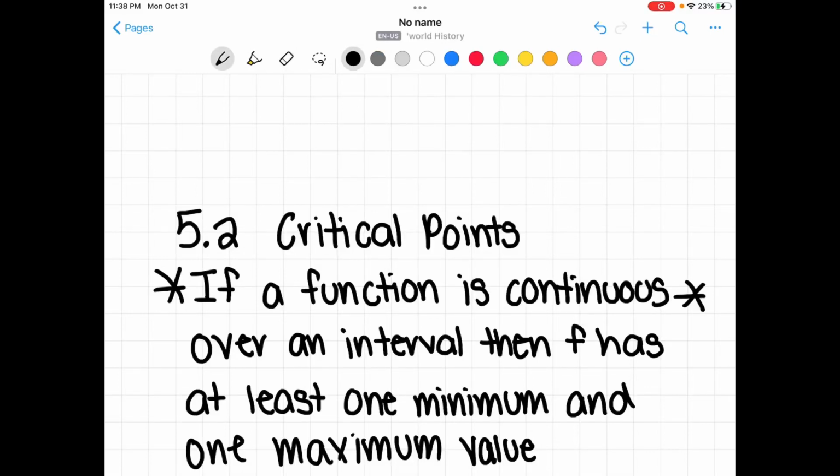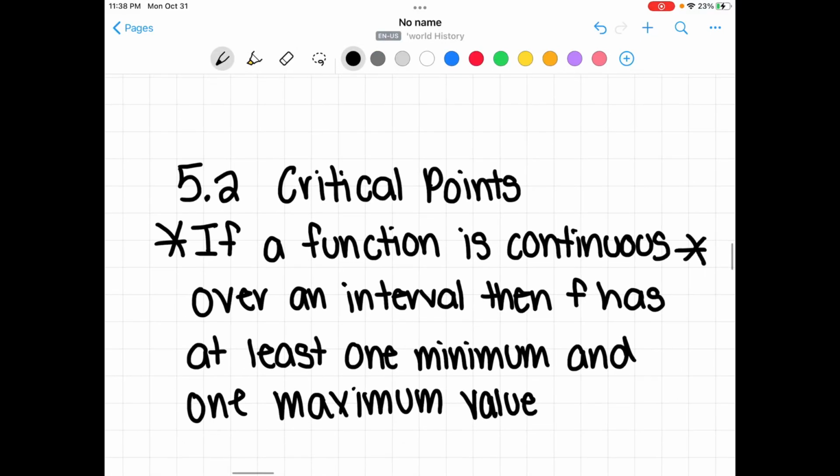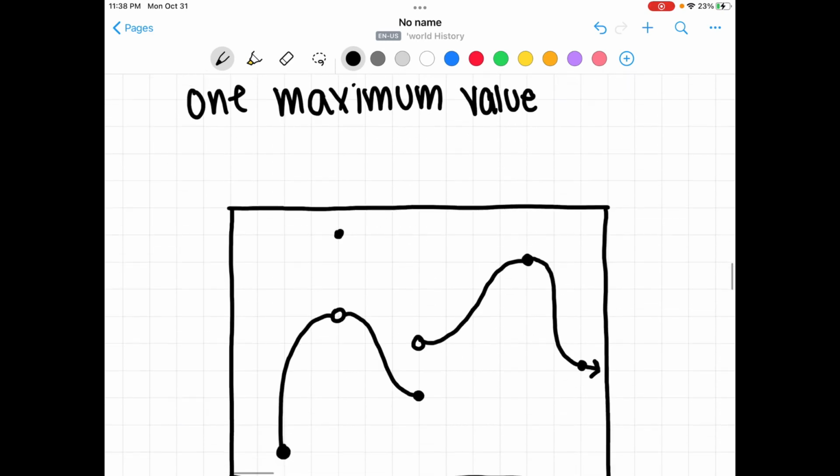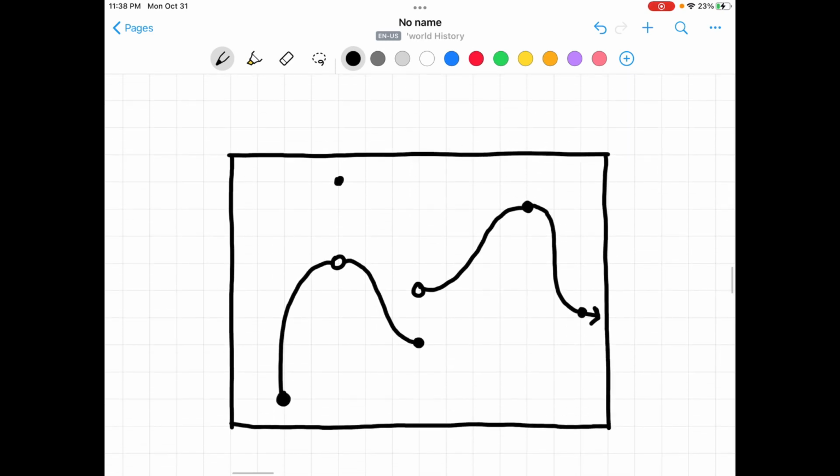Alright, today we're going to be looking at Unit 5.2, critical points. The definition of critical points is just, if a function is continuous over an interval, then it's going to have at least one minimum and one maximum. So there are two types of minimums and maximums.